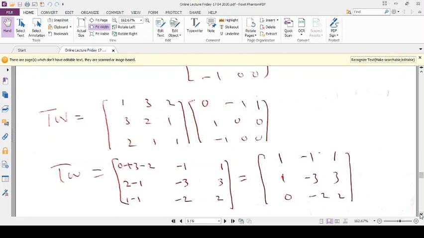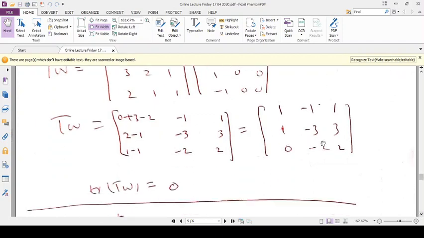So what would be its trace? Its trace would be 1 minus 3 plus 2, that is 0. Trace of TW equals 0.